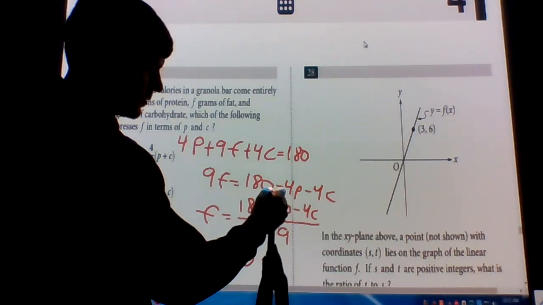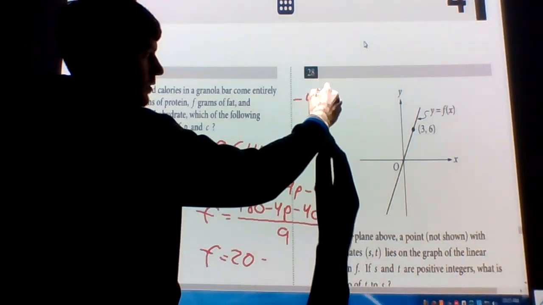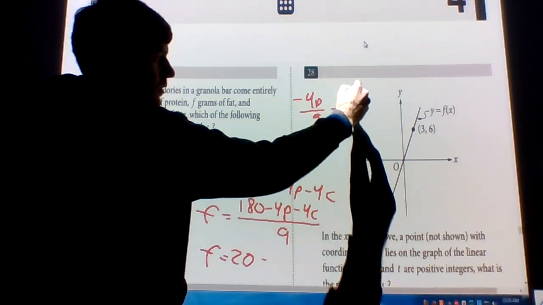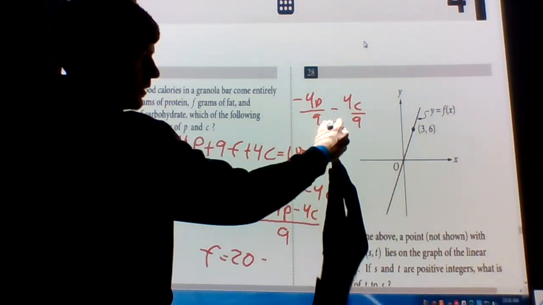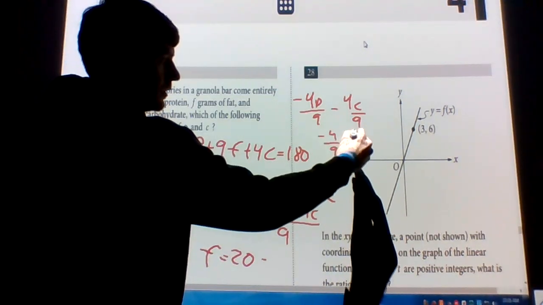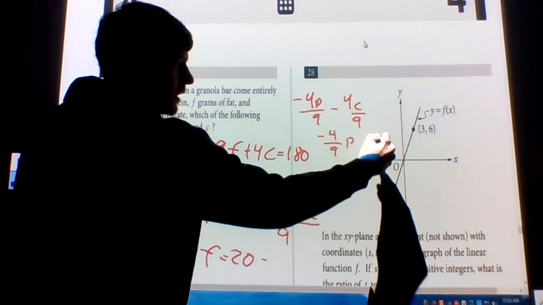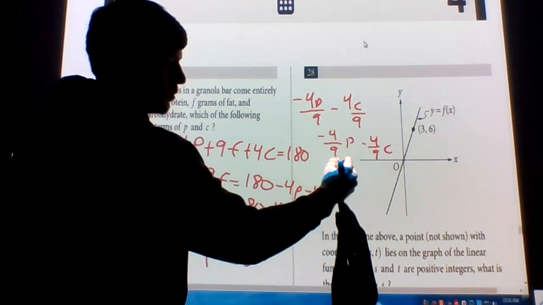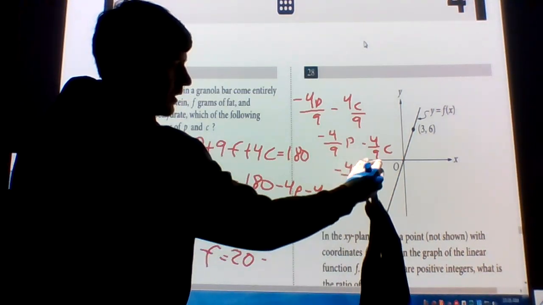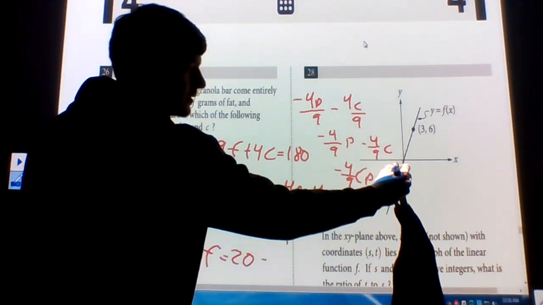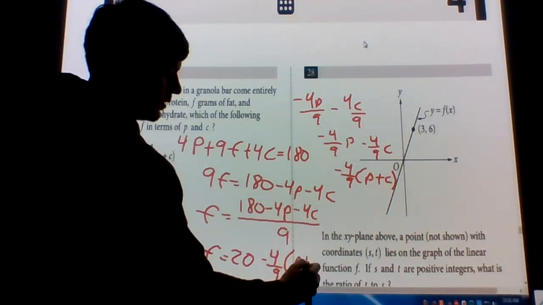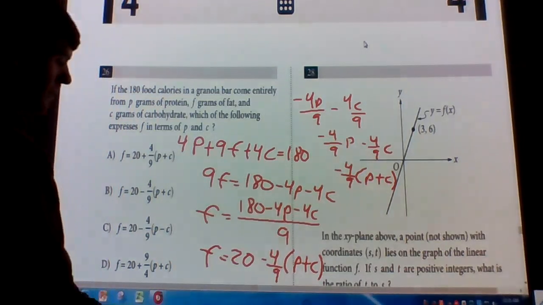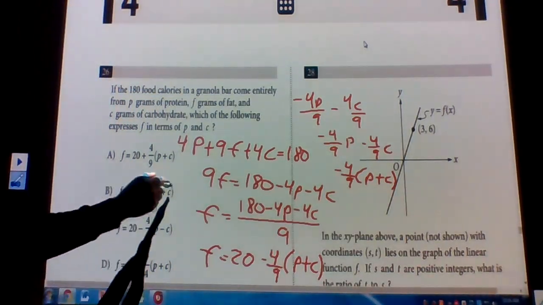right, so this right here is going to be minus 4P over 9 minus 4C over 9, which is going to come down to negative 4/9 P minus 4/9 C, and then you pull out a negative 4/9, and you're going to be left with P plus C. So negative 4/9 (P plus C), which is going to be option B.